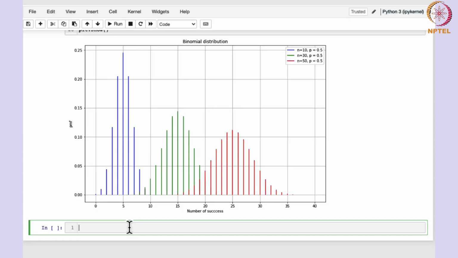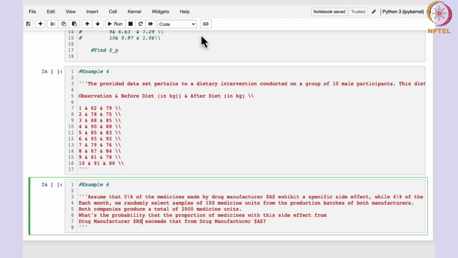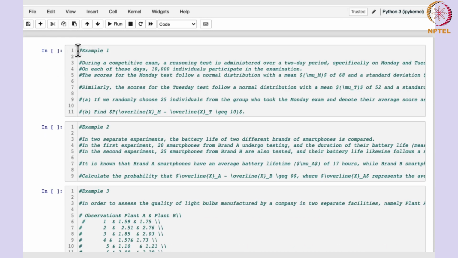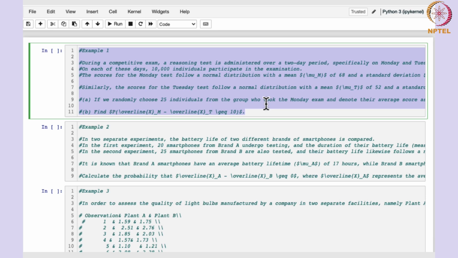Now we are going to see the examples that we have studied in this week, and see how you can solve them using Python. So the first example, I have saved it over here. Let me just copy it from this side.